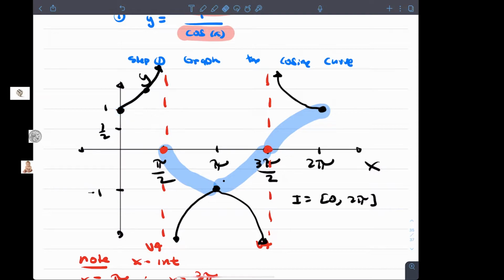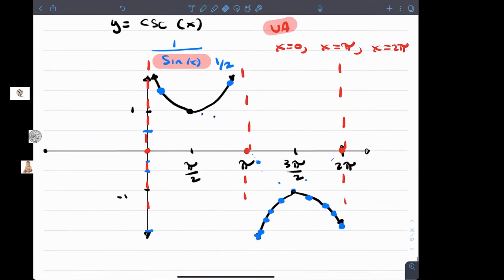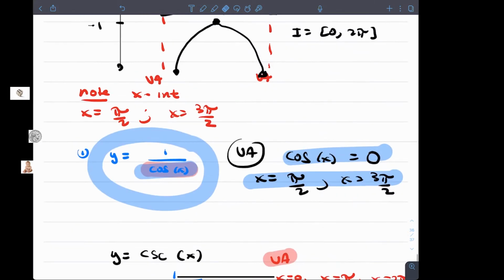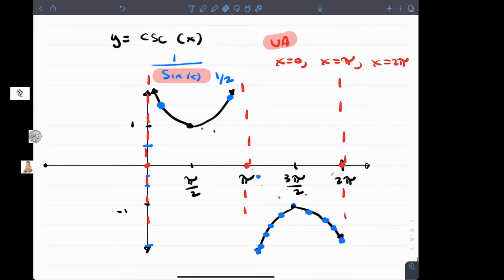So I'll erase this here in our notes. There's your secant curve, and then here's going to be your what? Right, cosecant curve, just so you guys know. Okay, you guys okay with that?